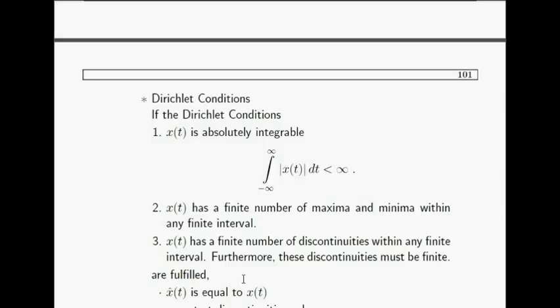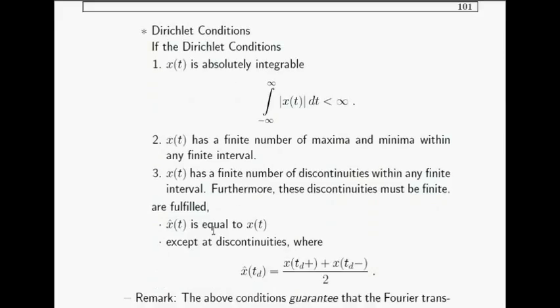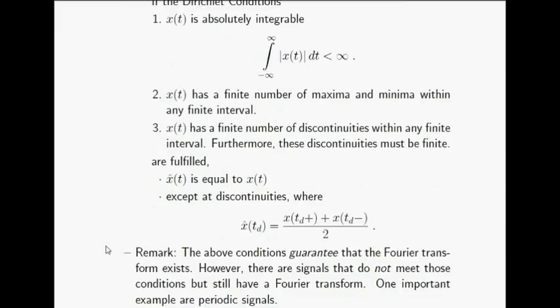It should have a finite number of discontinuities within any finite interval, and there is one more condition which was not there in Fourier series: these discontinuities must be finite. Then x hat of t will be equal to x of t. And the similar condition for discontinuities as in Fourier series is that x hat of t d is equal to x of t d plus plus x of t d minus, upon 2. The function x hat of t will not be equal to x of t at these discontinuities.